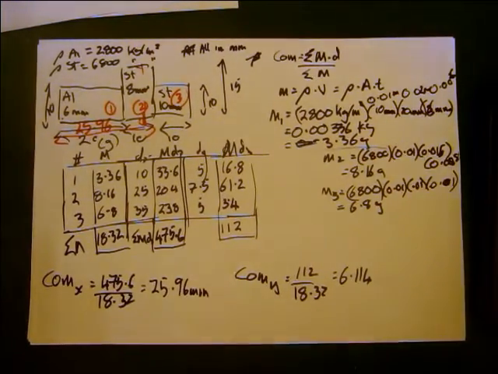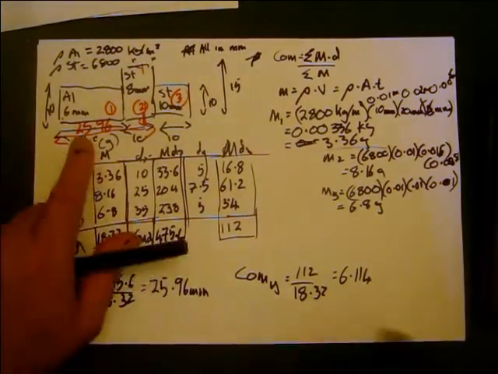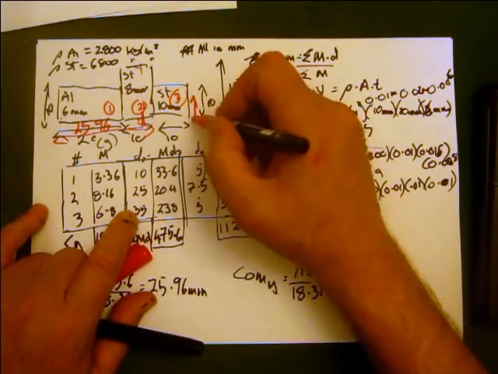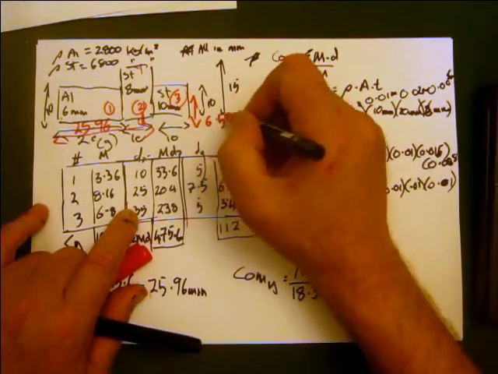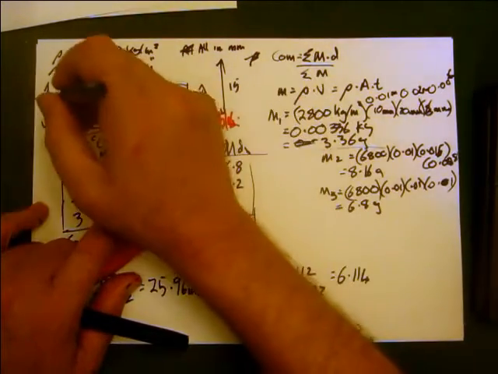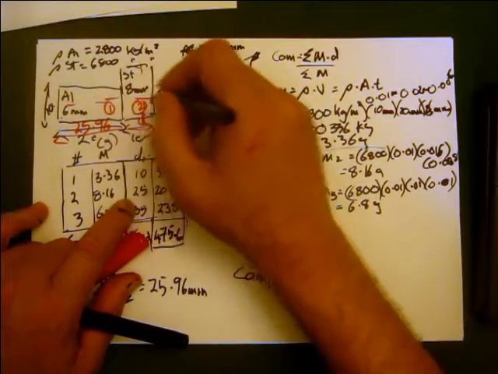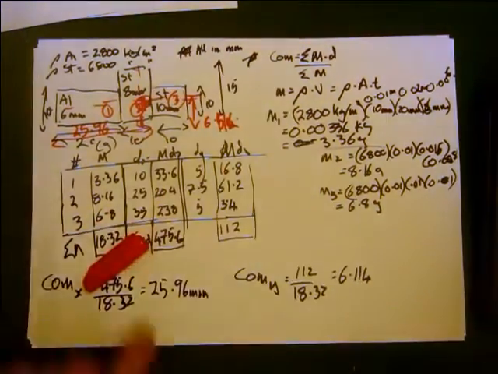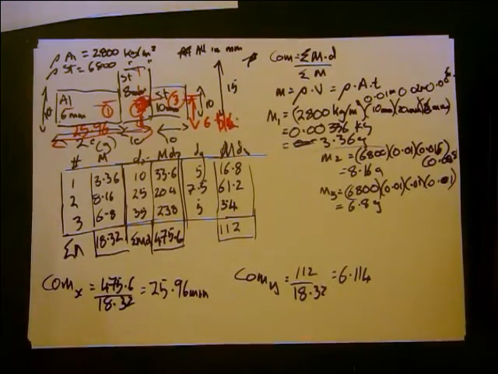So it's going to be 25.96 along and 6.114 up, where the two lines meet. That's where your centroid is going to be. Bingo, done.